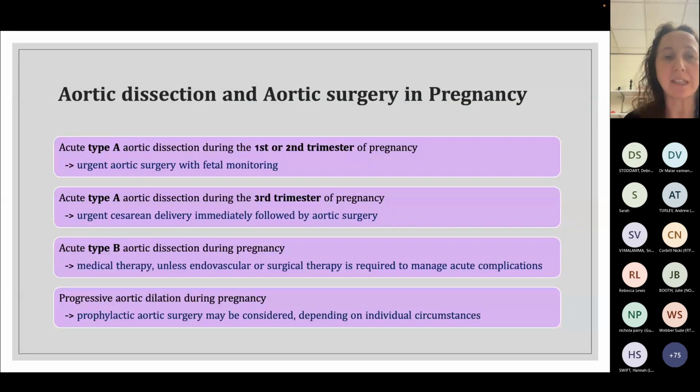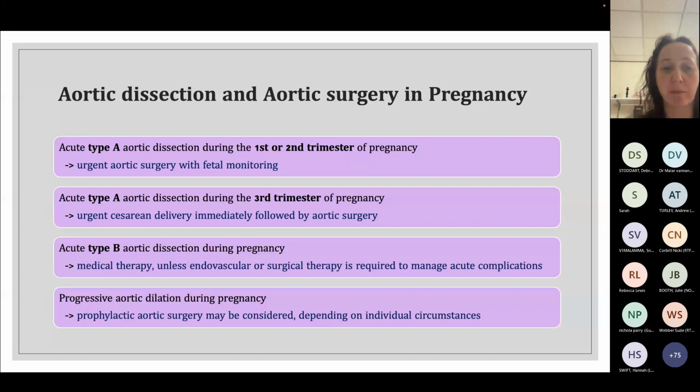So the last thing is what happens when patients do experience aortic dissection. If it's type A during the first or second trimester, there should be urgent surgery performed with fetal monitoring. If this is, however, the third trimester and type A dissection, first, it should be urgent cesarean delivery followed by the immediate aortic surgery.